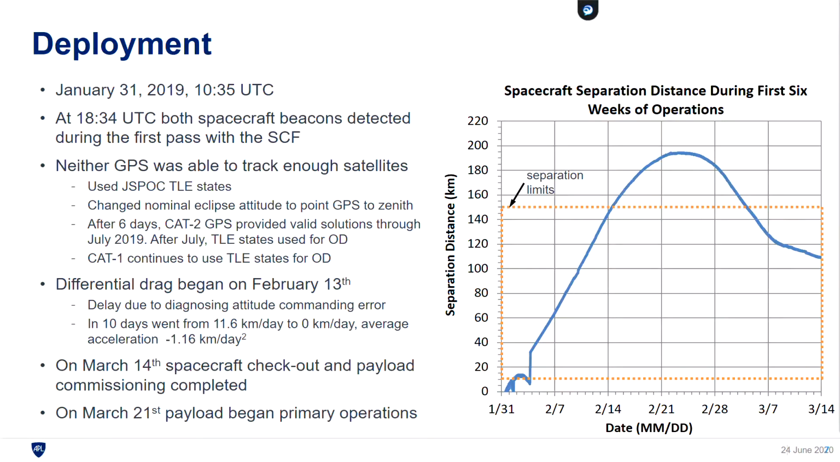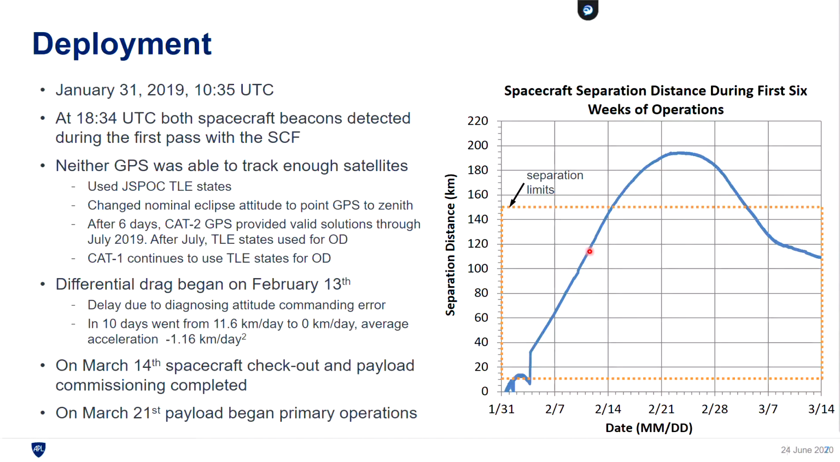So you can see in this plot on the right, the orange box represents the desired separation limits for the spacecraft, and the blue line is the TLE states for the first 6 weeks after deployment. You can see that differential drag began on February 13th. This delay was due to having to diagnose an attitude commanding error.